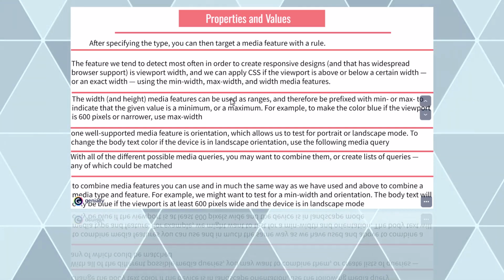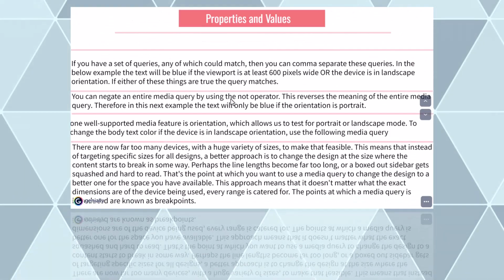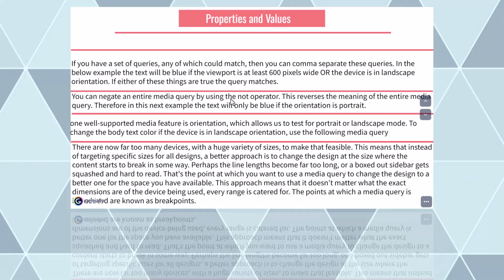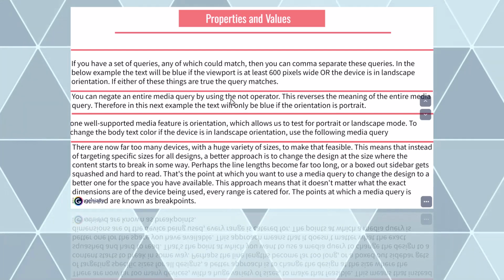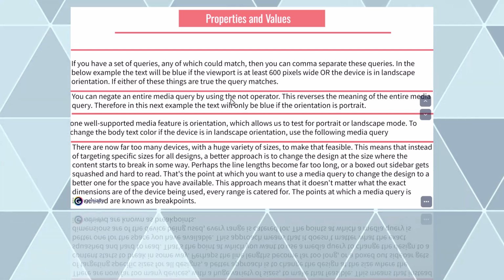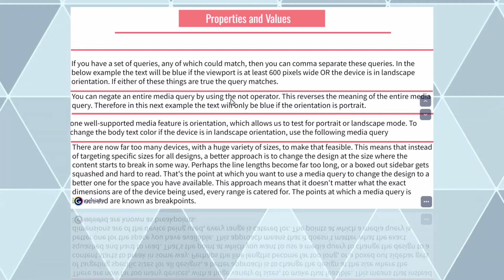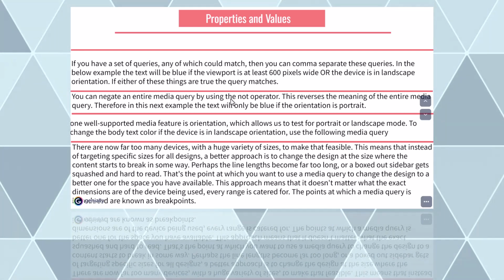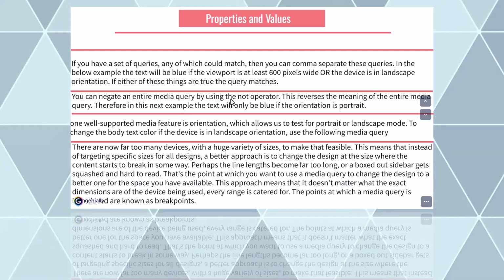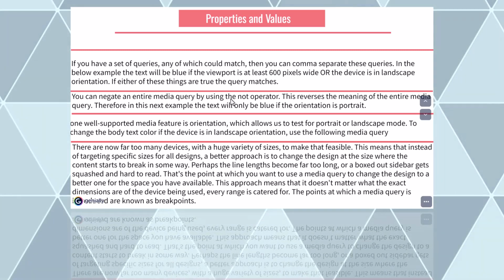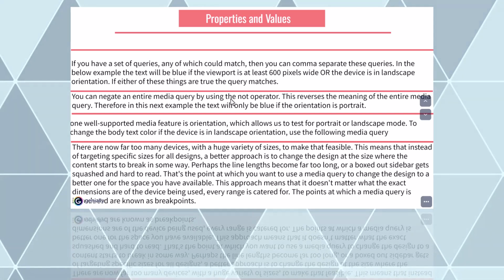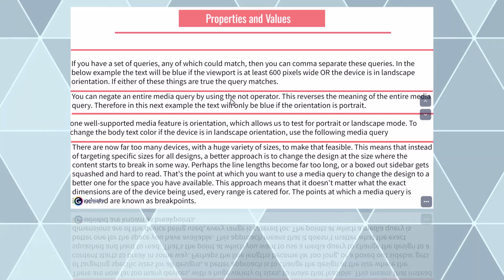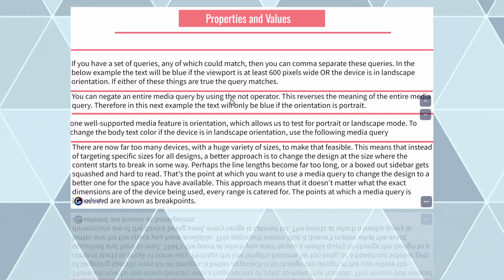If you have a set of queries, any of which could match, then you can comma separate these queries. In the below example, the text will be blue if the viewport is at least 600 pixels wide or the device is in landscape orientation. If either of these things are true, the query matches. Guys, are you on MDN? Can you see the example that I'm talking about?